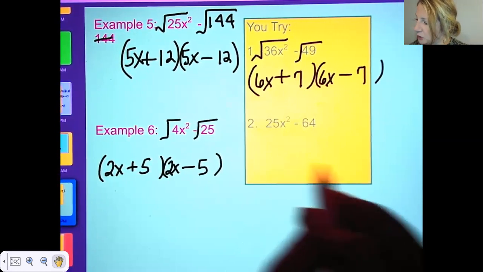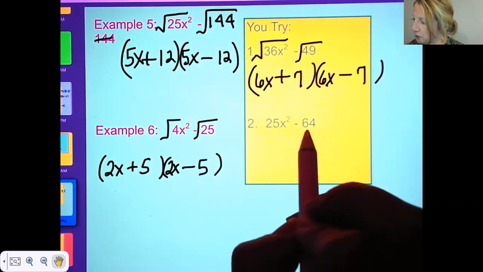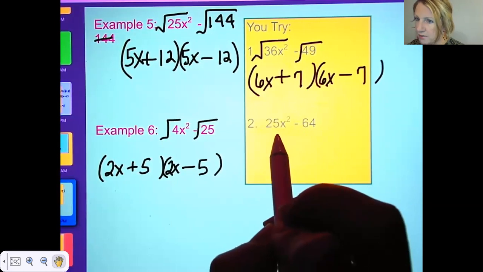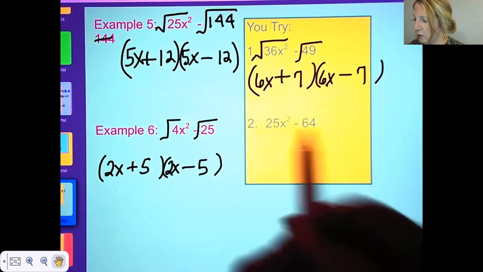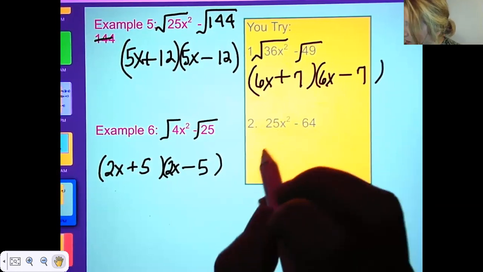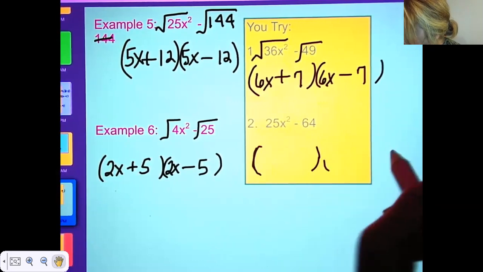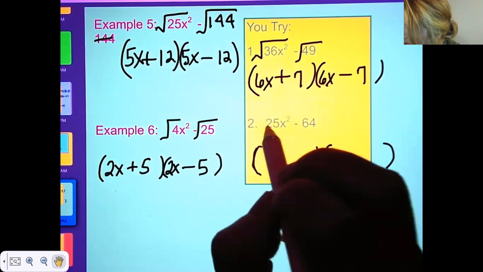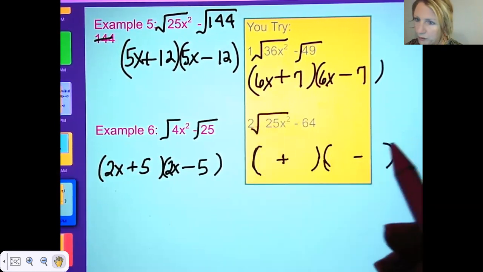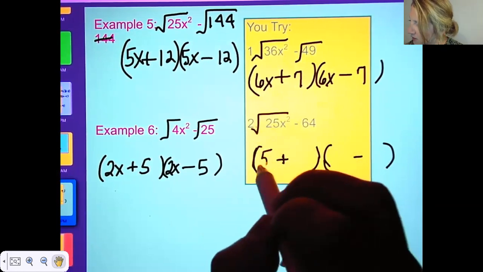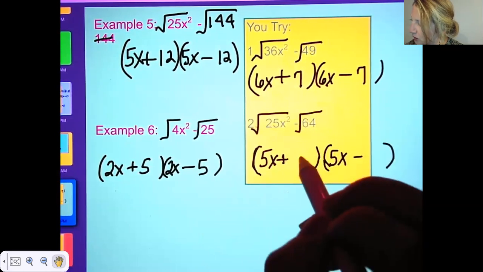Okay, and then the last one you should have tried, again, difference, yes. 2 terms, yes. 25 perfect square, yes. 64 is also a perfect square, and we know our x squared is a perfect square. Okay, so we go ahead and create our 2 groups. And then we make one plus, one minus, and now just take the square root of 25x squared, 5x, 5x, and the square root of 64, 8.